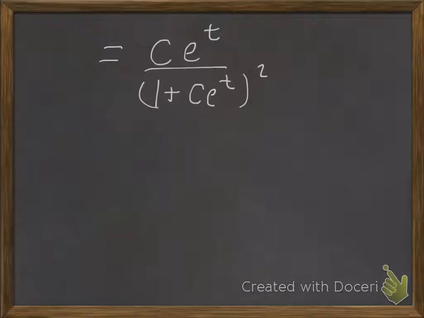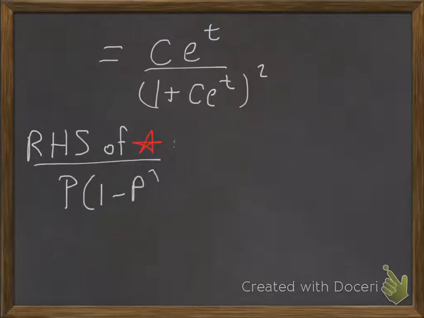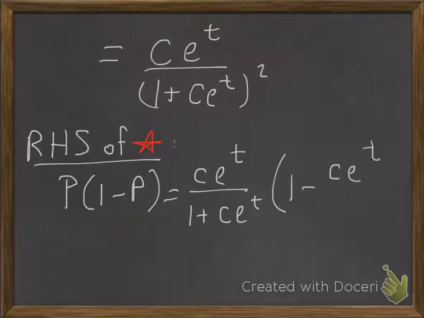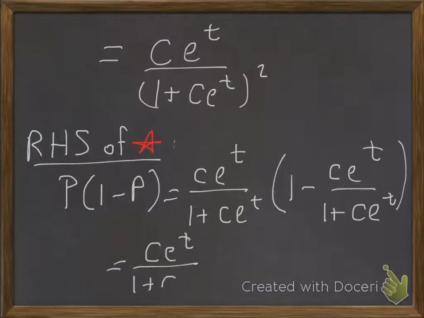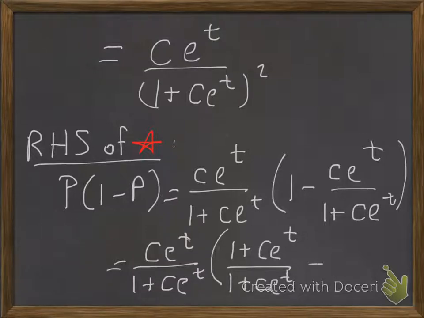So now, let's leave the left-hand side alone, and let's look at the right-hand side of our differential equation, which is p times (1 minus p). So I'm going to substitute in for p, which is c e to the t over 1 plus c e to the t, and I'll do the same for 1 minus p. And now I just have a little bit of algebra to do. Notice in the parentheses here, I can get a common denominator of 1 plus c e to the t, and those c e to the t's in the numerator are going to cancel.